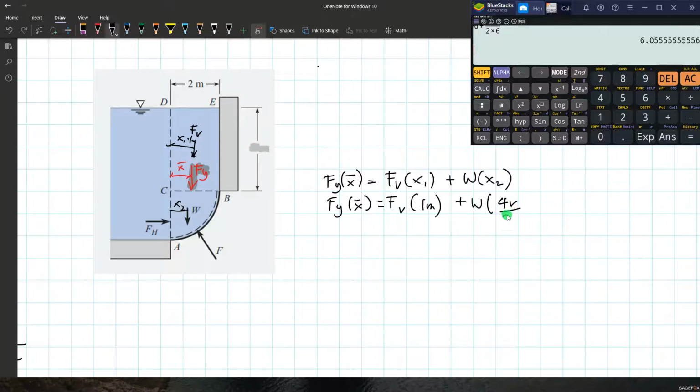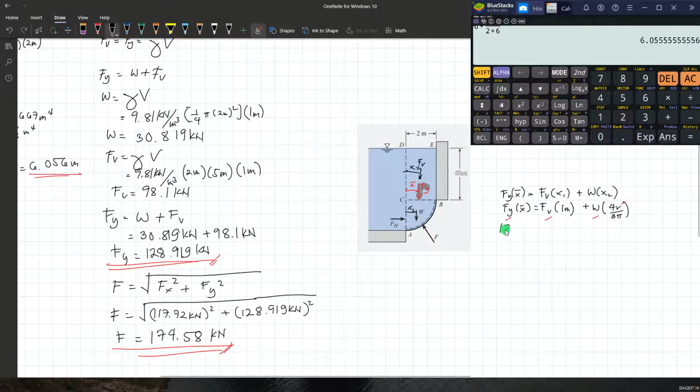That is, x2 is equal to 4r over 3 pi. Okay, so let's review the given. We have Fy, Fv, W, and the radius. So let's substitute all that. We have an Fy of 128.919 kilonewtons times bar x equals Fv. Our Fv is 98.1 kilonewtons times 1.